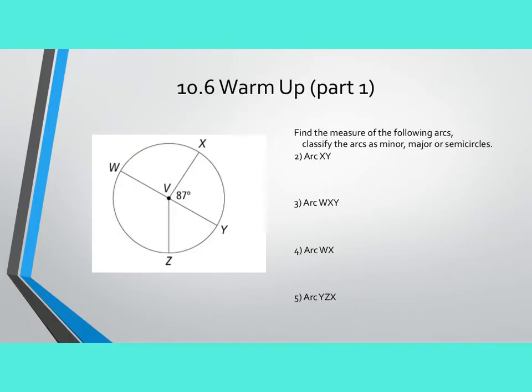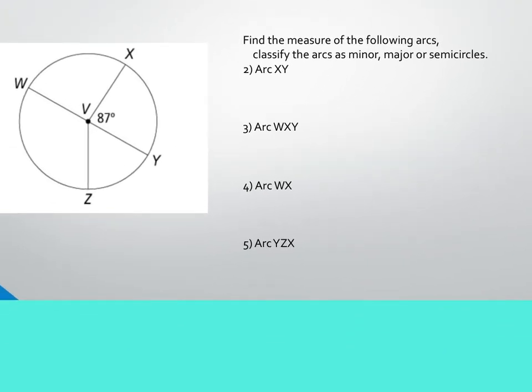Okay, so now let's go to the next slide. This is now talking about the measurements of arcs. Remember that the measure of an arc matches the measure of the central angle. So if it asks me to find the measures of the following arcs, classify the arc as major, minor, or semicircle. Remember, major is bigger than 180, minor is less than 180, semicircle equals 180. So if I want to find the measure of XY, that's an arc formed by this angle, and this angle is 87 degrees, which means that this arc is also 87 degrees.